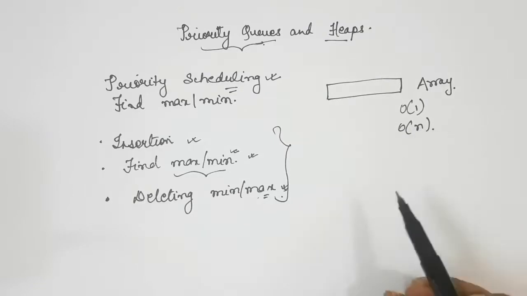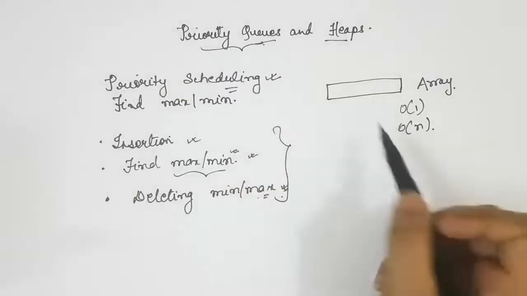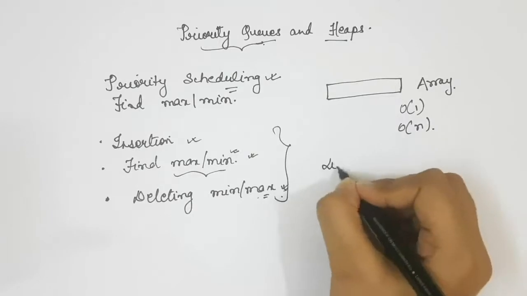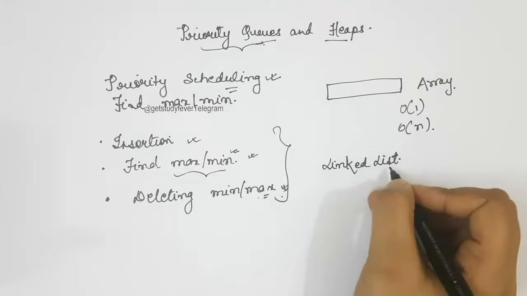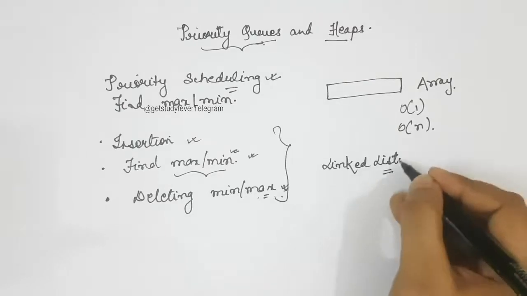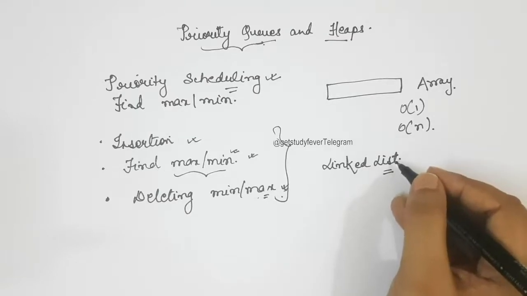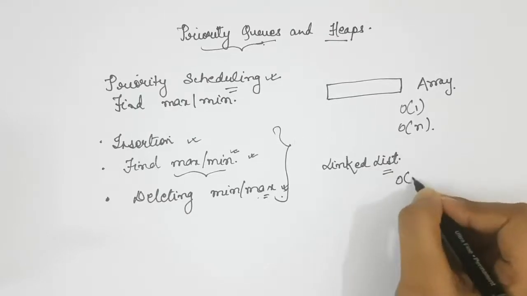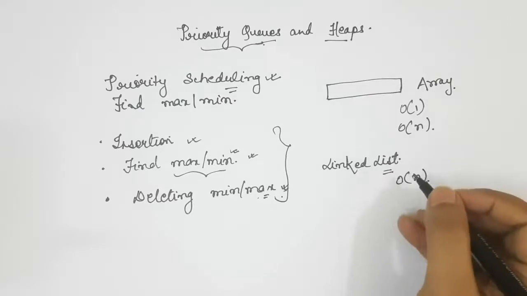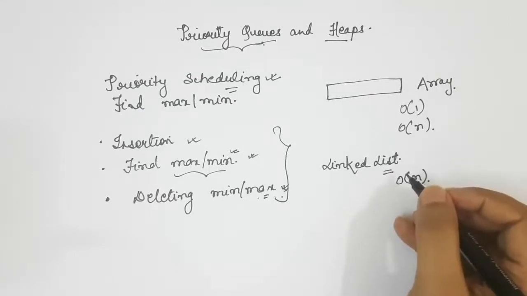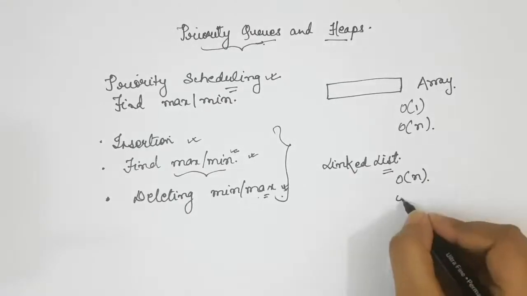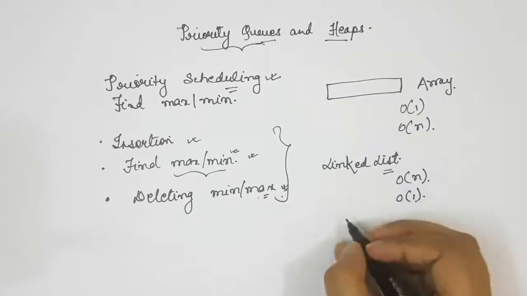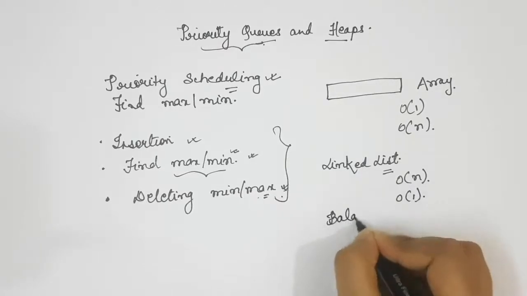Now let's say I implement a priority queue using a linked list. In this linked list, I will try to insert each element in sorted order. So my insertion will take O of n, and in case the elements in the linked list are in sorted order, my deletion of the minimum or maximum element will take O of 1. We have another option, a balanced binary search tree.